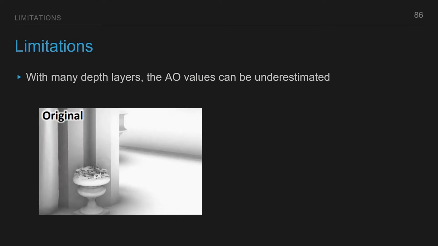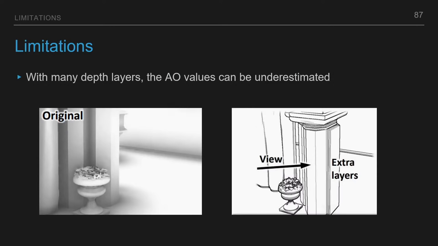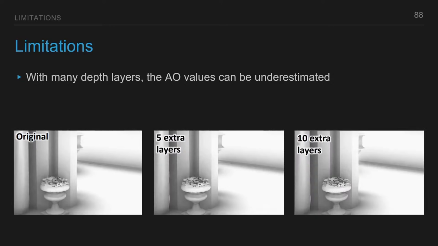There are also some limitations to this technique, mainly that with many depth layers, the ambient occlusion can still be underestimated. Suppose that we add some extra depth layers behind this pillar like this. Then, when we add more and more layers, we see that the occlusion gradually disappears. This is because we increase the chance that we fail to capture a depth layer that will result in a maximum occlusion in our stochastic depth buffer.